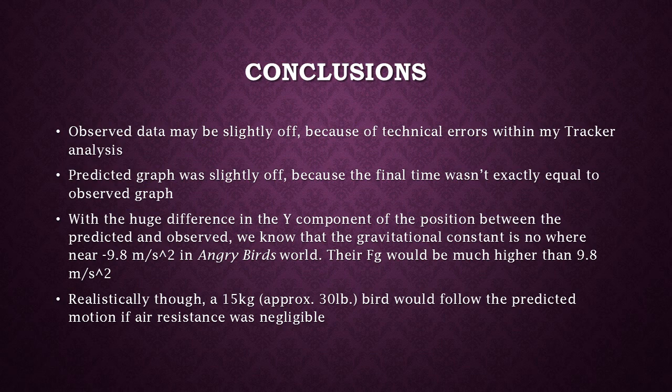My observed data is probably slightly off because of Tracker technical errors. My predicted data is also a little off because of the longer time loop. But with the vast difference in the height of the graphs, the Angry Bird gravitational constant must be larger than 9.8 meters per second squared by a long shot. This makes sense though. If you have more of a force pushing you down, you won't go as high. My predicted model would be pretty accurate for a 15-kilogram bird given no air resistance though.